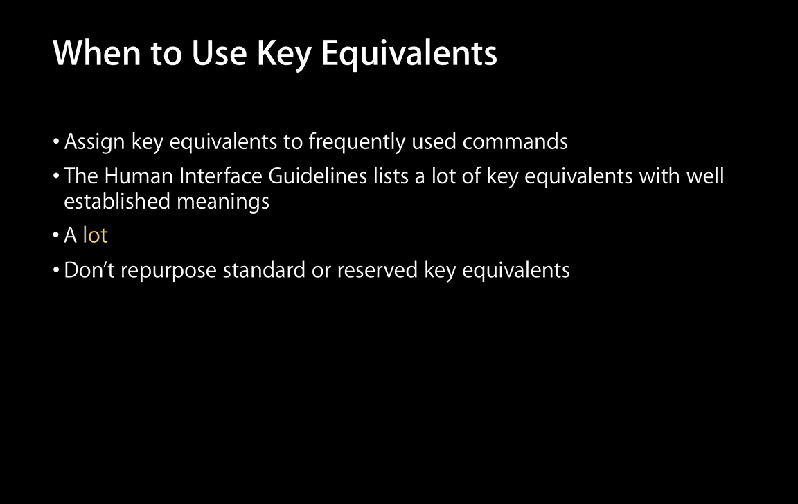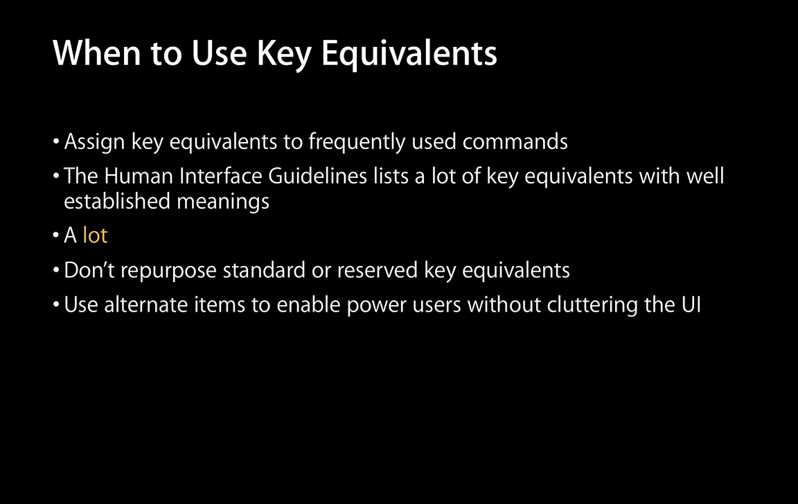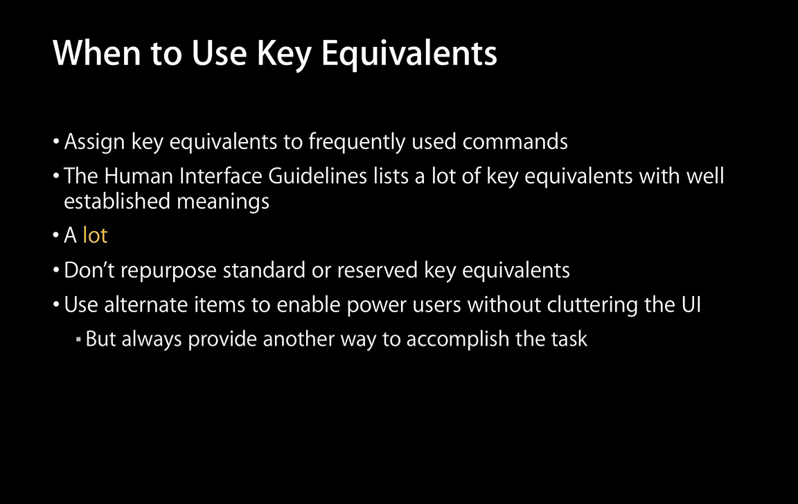Now, a very powerful technique for enabling power users is to use an alternate menu item. This is, for example, Close All. Close All appears when you press the Option key. That's why it's called alternate. And this doesn't clutter up the user interface. But because these items aren't very discoverable, you have to know what to press, you always want to provide another way to accomplish the task. For the example of Close All, you can, of course, just close each window individually.